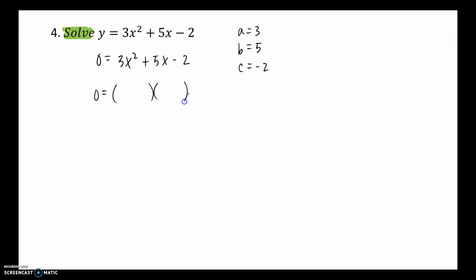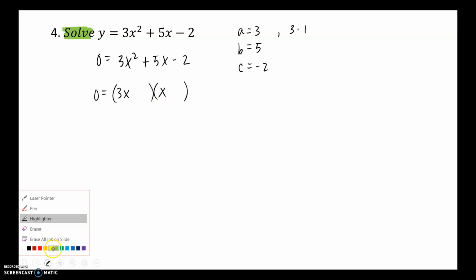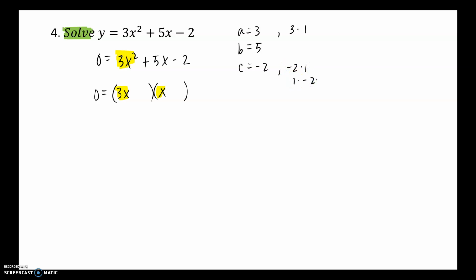Okay, so 3 is a prime number. The only factors of 3 are 3 and 1, so that's nice. So the only way I can multiply to 3x squared, okay, so 3x squared, I have 3x times x. Now, 2 is a prime number. The only factors of negative 2 are negative 2 and 1, or 1 and negative 2. Now remember, I have to multiply to a negative, but add to a positive. The only way I can multiply to a negative is if my signs are opposite of each other. So I'm going to try plus minus. So I'm going to guess the order.